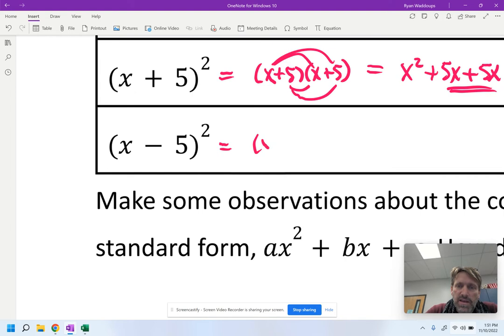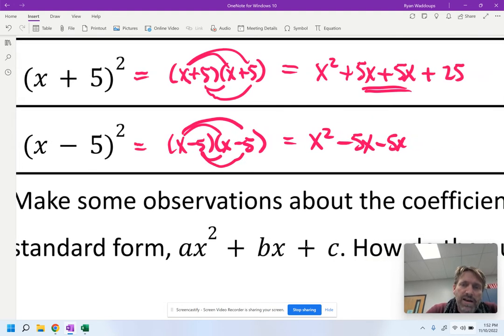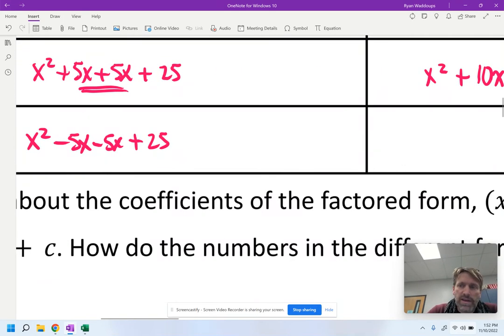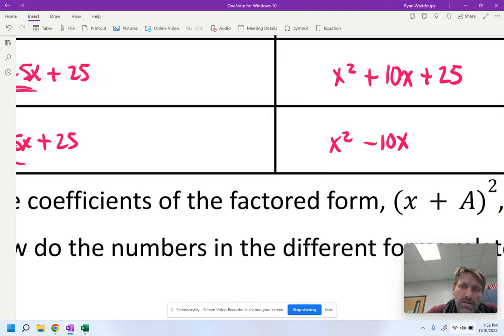Here I've got x minus 5 squared, so that's x minus 5 times x minus 5. And x times x, x squared, x times minus 5 is minus 5x. Minus 5 times x, again, minus 5x. And minus 5 times minus 5 is positive 25. So when I combine those, I get x squared, and then minus 5x and minus 5x, when I combine them, I get minus 10x. And then plus 25.